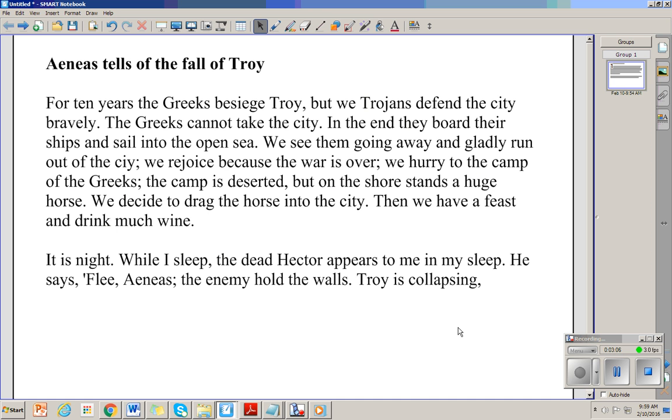Remember, word order doesn't matter so much, so if you put the words in a slightly different order but have the meaning correct, that's fine. So pause, make corrections, please cross out, do not erase. And while we went over this translation, this is as far as we got. So I stopped at Troy's collapsing here in my English because that's where we stopped in class.